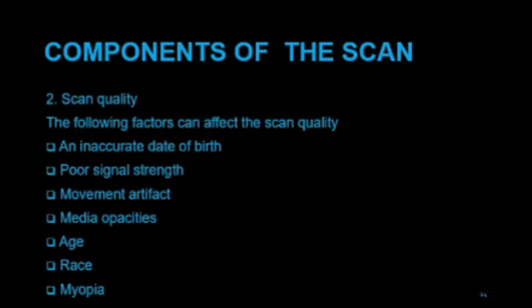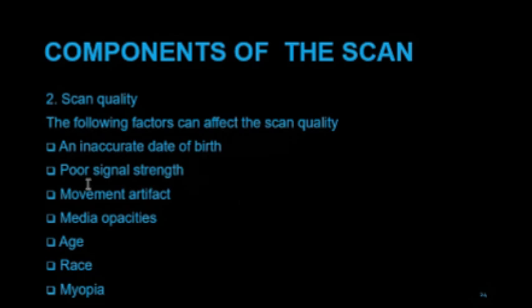And the second component of the scan is the scan quality. The following factors can affect the scan quality: an inaccurate date of birth. Assuming the patient is 60 years of age, and you mistakenly input 40 years, you can have an inaccurate scan quality, because the OCT is an imaging test. So the higher the quality of the image, the better the results and the more reliable it is. Assuming the patient is 40, and while inputting, you mistakenly input 60, you are likely to get a wrong result. Also, poor signal strength can affect the scan quality.